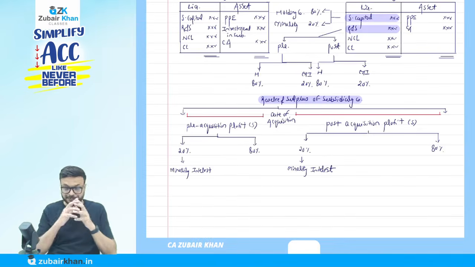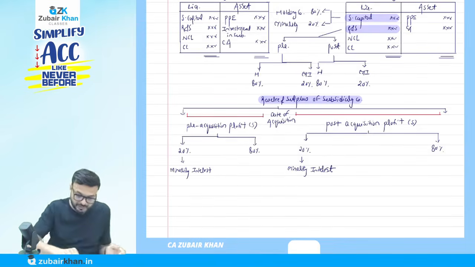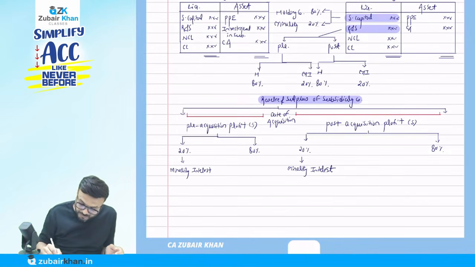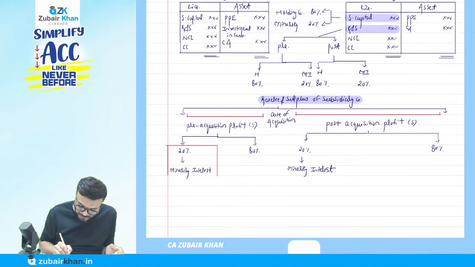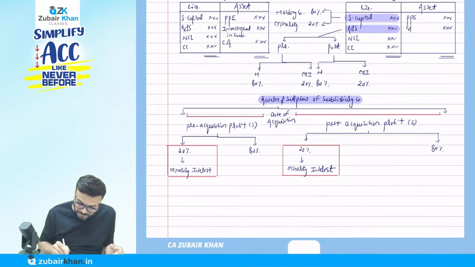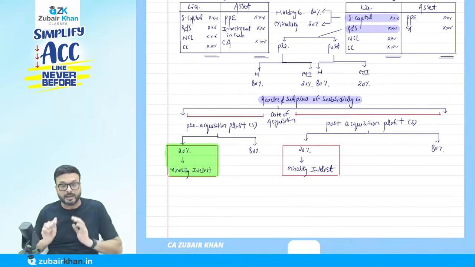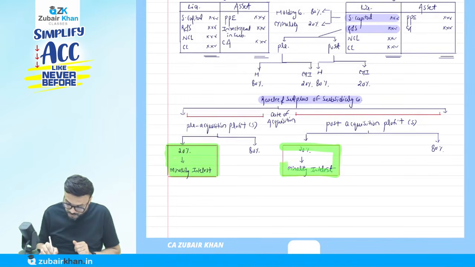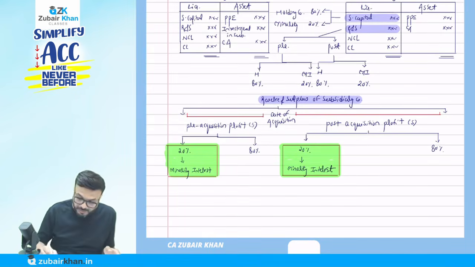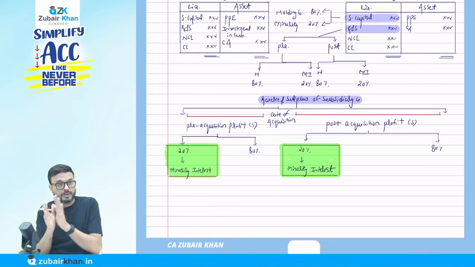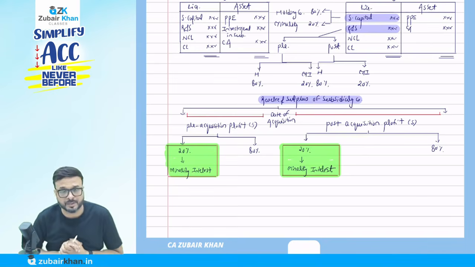Now, some portion belongs to the minority interest. If I say that this portion of the pre-acquisition profit, this portion is of the minority interest, correct? Pre-acquisition profit and this portion belongs to the minority interest. These also belong to the minority interest. Now understand that I have not yet come to the portion that belongs to the holding company in the reserve and surplus of a subsidiary company.